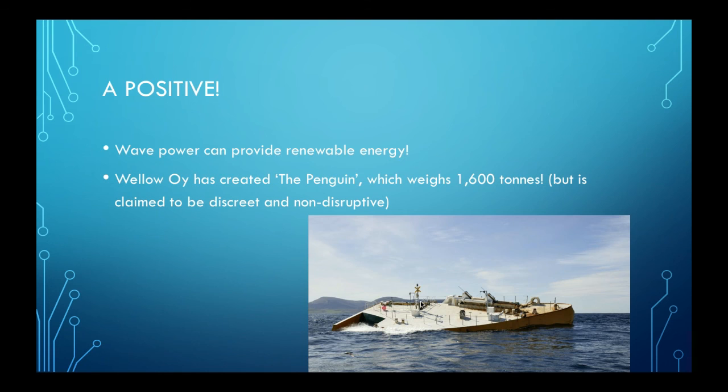A Finnish company called Wello has designed a device called the Penguin. The Penguin is loosely anchored to the seafloor at a depth of 50 metres, with 2 metres of it visible above the surface. It works by using the movements of its asymmetric shaped hull, which rolls and heaves with each wave, to drive the generator and produce electricity. It is a massive device and weighs 1,600 tonnes and is 30 metres long, but they have said it is discreet and non-disruptive.